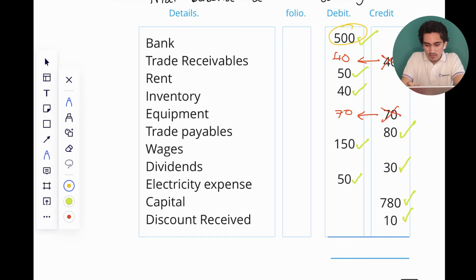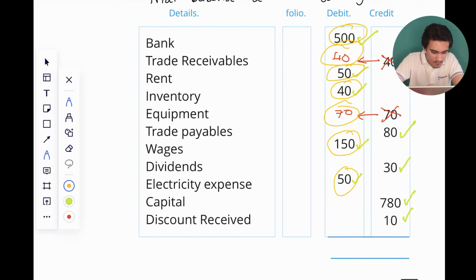So we have 500 plus 40, 540, 540 plus 50, 590, plus 40, 630, plus 70, 700, 700 plus 150, 850, plus 50, 900. So we have 900 as our total for our debit side.